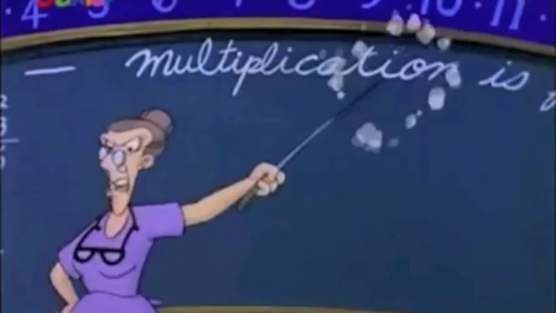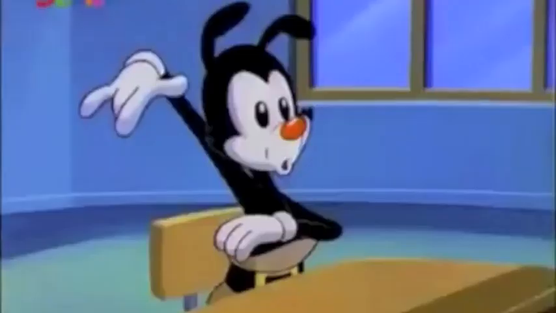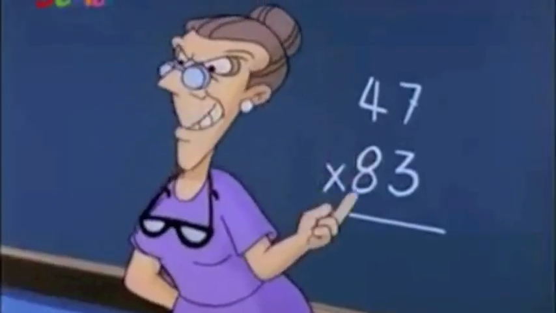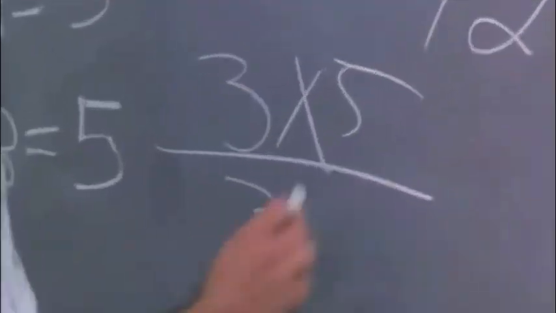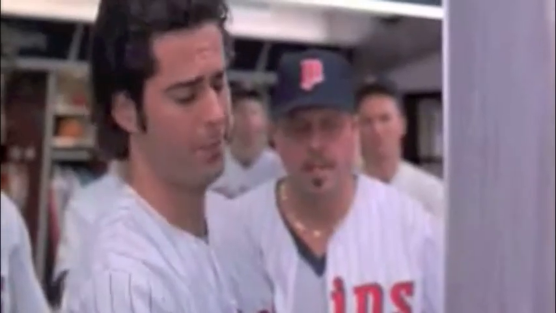I have eyes in the back of my head. Yakko? Yes, Miss Flamingo? I want you to multiply 47 times 83. The limit does not exist. Sum of the square roots of any two sides of an isosceles triangle is equal to the square root of the remaining side. Plus we arrive at our answer of 1 and 7/8.